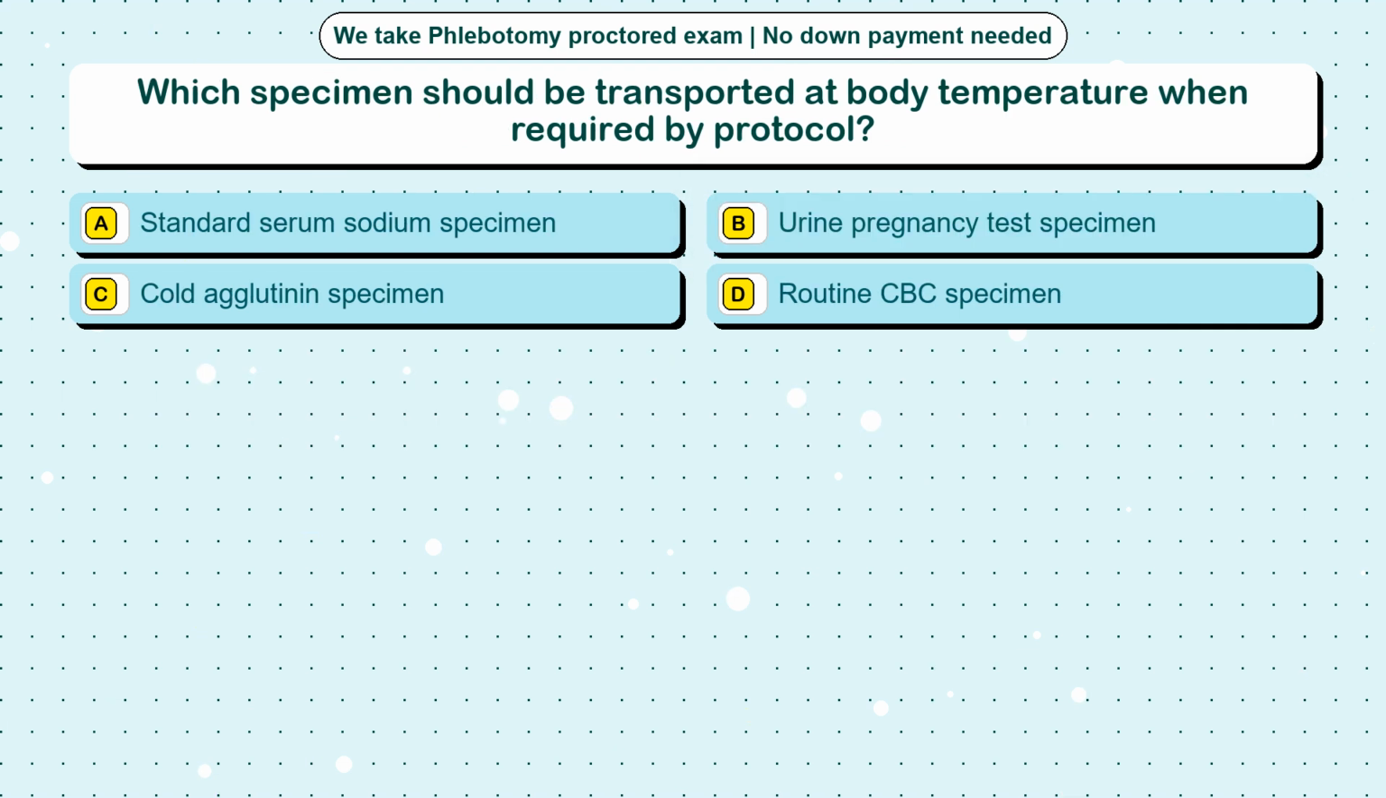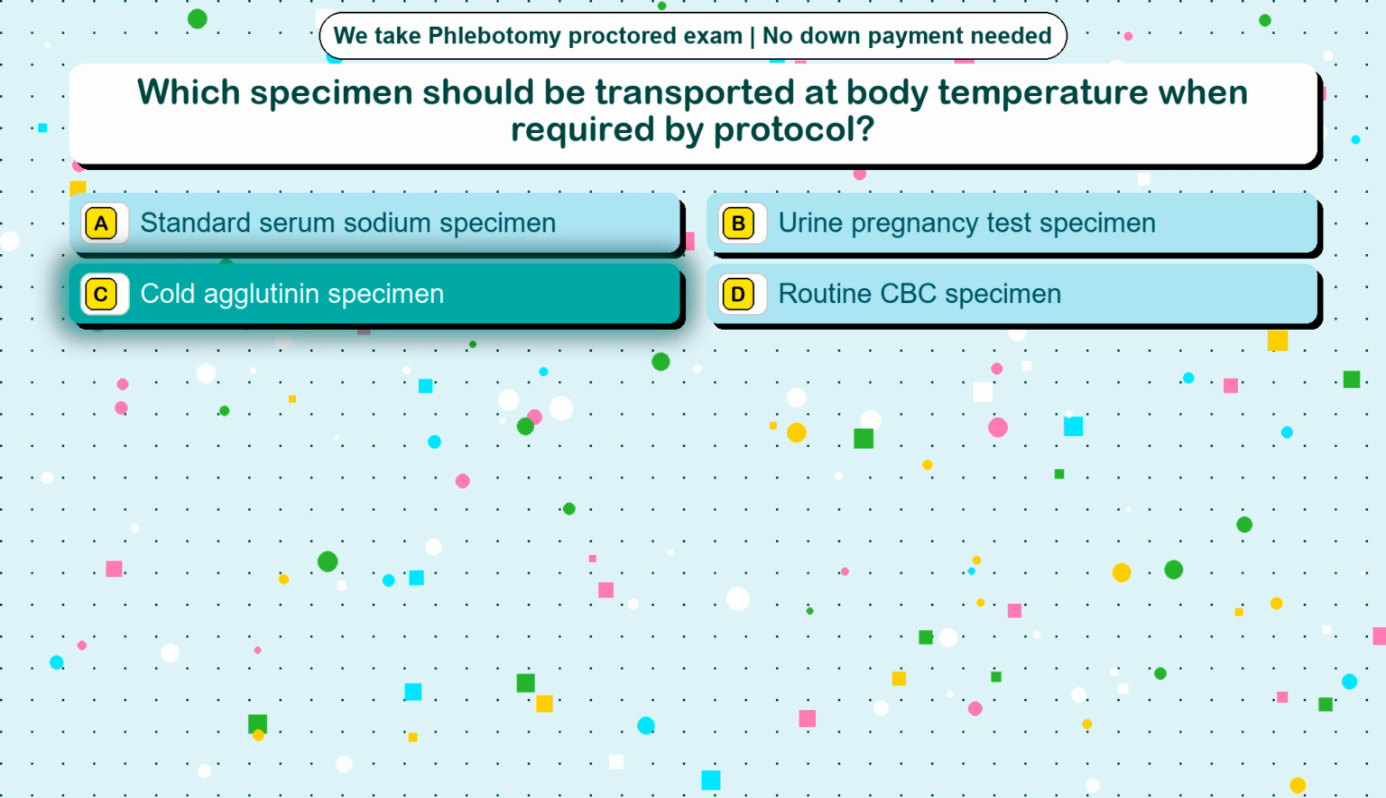Question 42. Which specimen should be transported at body temperature when required by protocol? Option A. Standard serum sodium specimen. Option B. Urine pregnancy test specimen. Option C. Cold agglutinin specimen. Option D. Routine CBC specimen. The correct answer is option C.